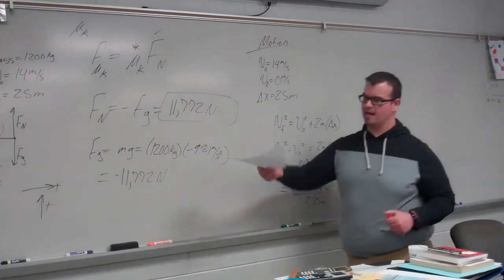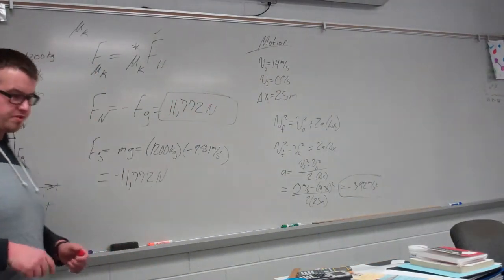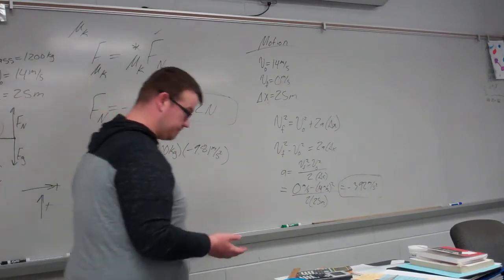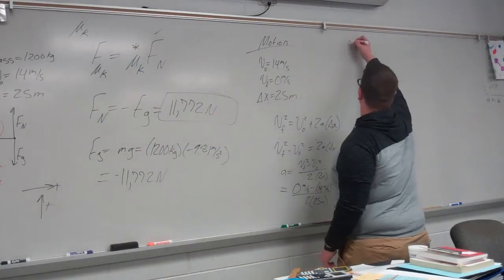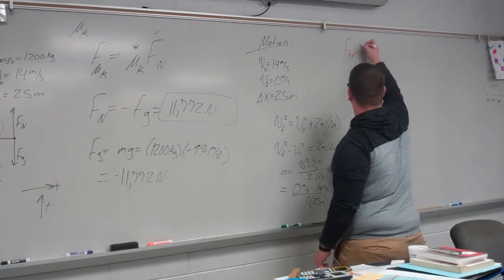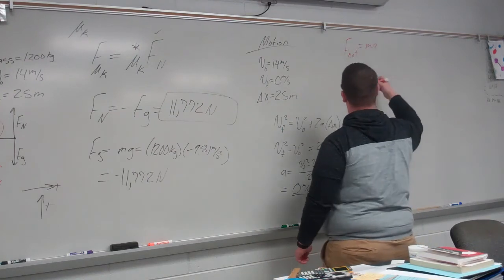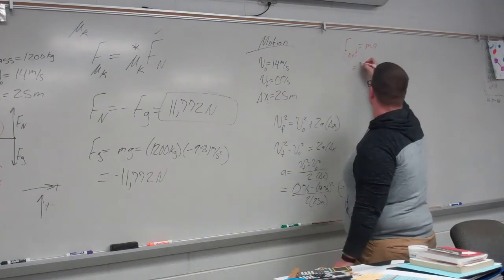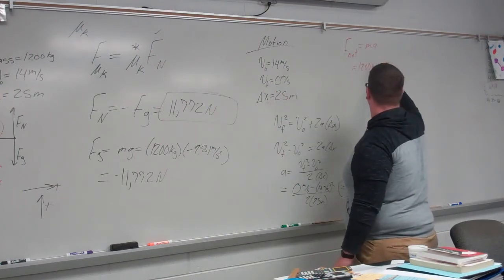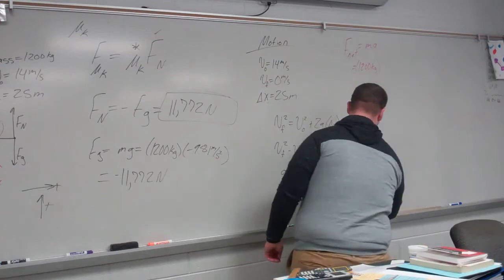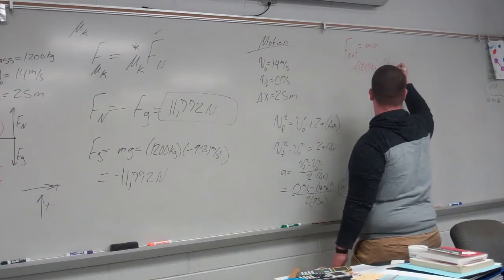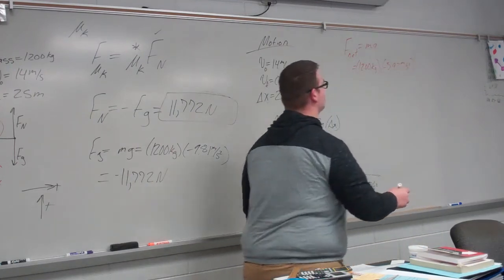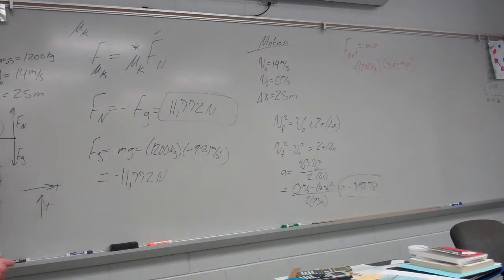So we find out that force of kinetic friction is the net force in the x direction. So I can just solve: net force equals mass times acceleration. So the net force will be equal to my mass, which is 1,200 kilograms, times that acceleration we just calculated, negative 3.92 meters per second squared. Does that negative matter?